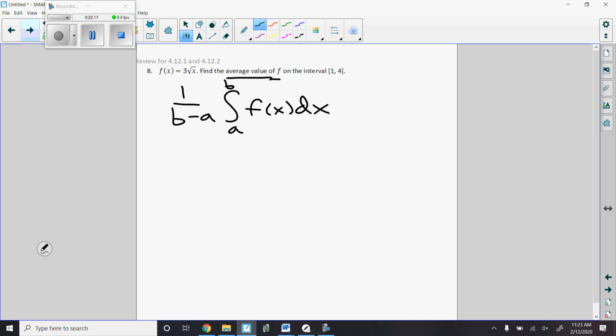Okay? I'm going to identify 1 as my a, and I'm going to identify 4 as my b, and my function is 3 root x. So I'm going to start this thing by saying 1 over b minus a, which would be 4 minus 1, integral from a to b, so from 1 to 4, of my function 3 root x. But since I'm going to perform this definite integral, I want to go ahead and get it ready in ax to the n form. That root x, I'm going to convert to x to the 1/2. So I'm going to say 3x to the 1/2.